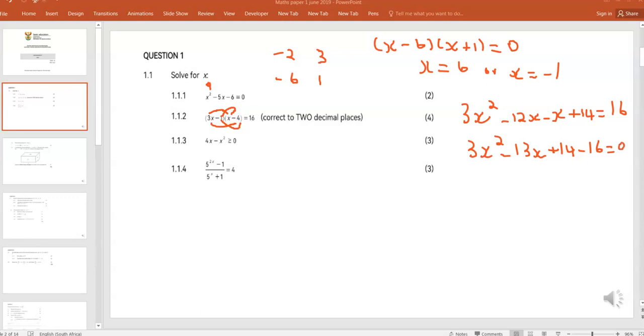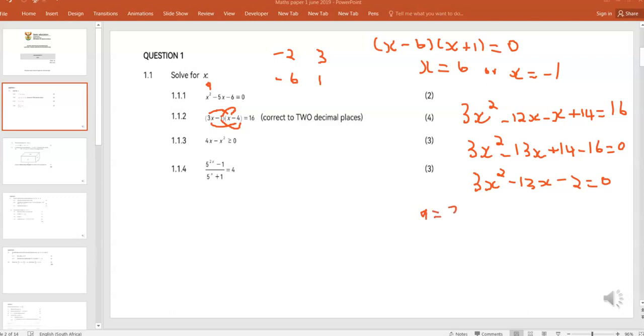Then from there onwards, 4 minus 16 will give us -12. Wait, let me state it as I said: 14 minus 16, that will be -2. So basically, this becomes my new trinomial. And again, whenever you see a question where they're talking about 2 decimal places, just know it's quadratic, meaning you must have a, b, and c.